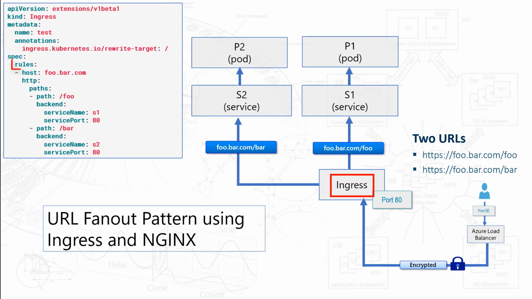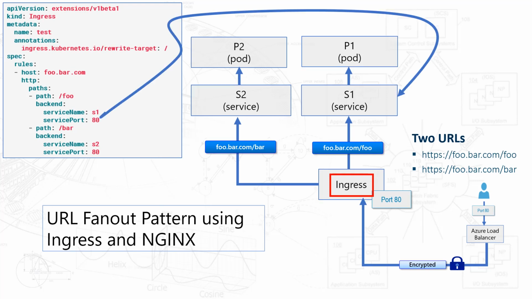So you'll notice here a set of rules. You'll notice that the host says foo.bar.com. And of course, the path /foo routes to service S1, and the path /bar routes to the service name S2. Now, ours will be slightly different, of course, because we have another sample application. This is just a simple way for you to think about it.